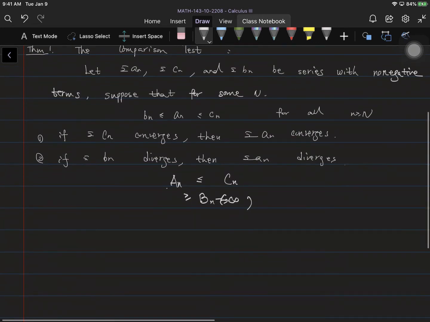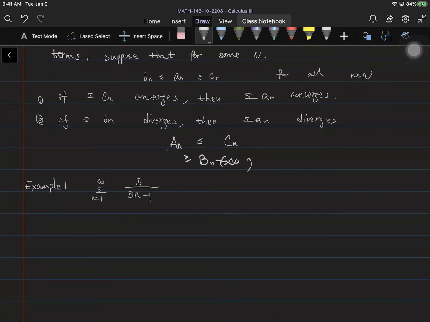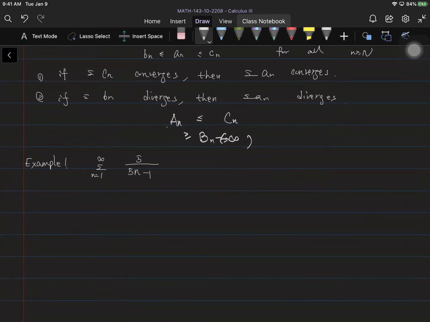Now, let's take a look at how to use the comparison test in our example. Example 1. Let's take a look at the first series. Here, I'm going to give you two example problems. The first one, 5 over 5n minus 1. From here it is not a p-series, not a geometric series, and we have never seen this kind of series. It's not telescoping. So how to tell this converges or diverges?